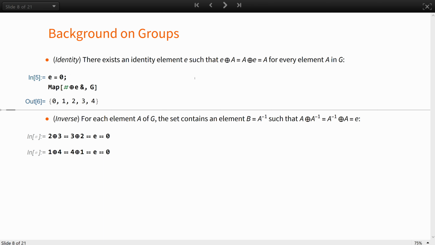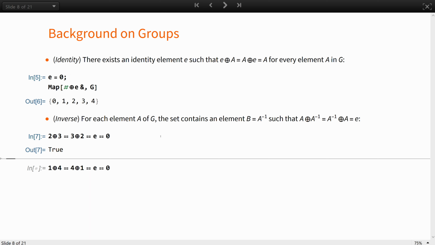Next, there must be an inverse with respect to the group operation of each element. Therefore, for each element A in the group G, the set should contain an element B that is an inverse of A, such that applying the operation of A with this inverse results in the identity element. For example, the inverse of 2 under the addition modulo 5 is 3, since 2 plus 3 equals 5, which is 0 modulo 5, and the inverse of 1 is 4.